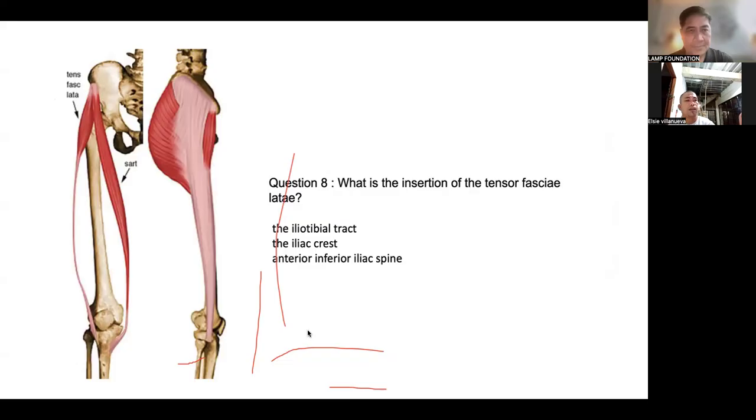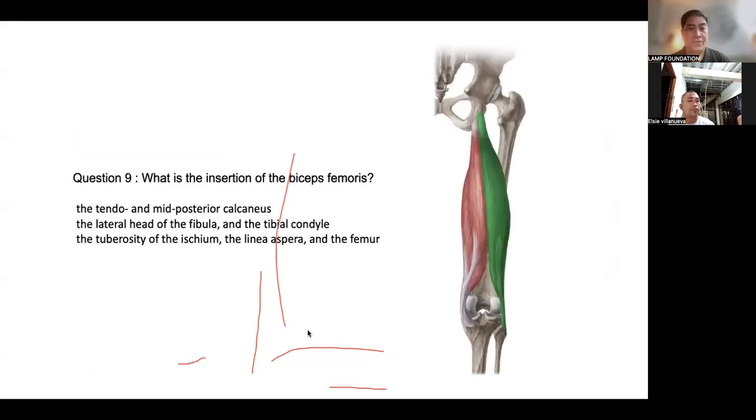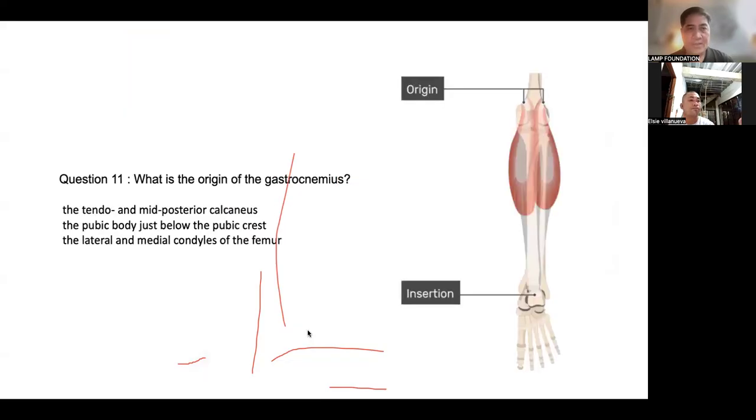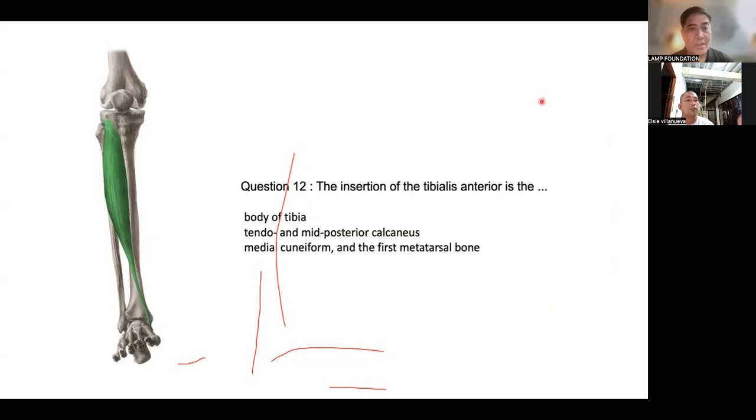What is the insertion of the tensor fasciae latae? Iliotibial tract. What is the insertion of the biceps femoris? Lateral head of the fibula and the tibial condyle. The origin of the tibialis anterior is? Body of tibia. What is the origin of the gastrocnemius? The lateral and medial condyles of the femur.